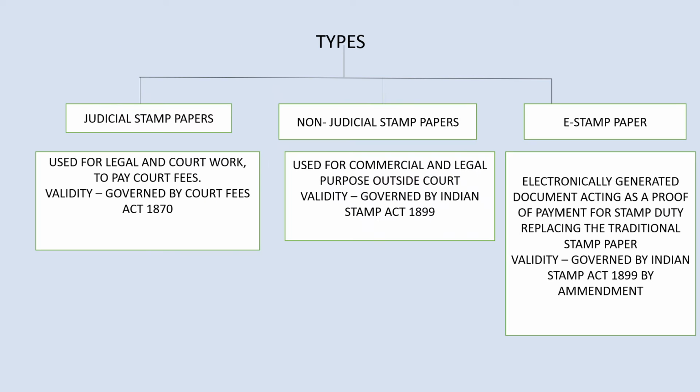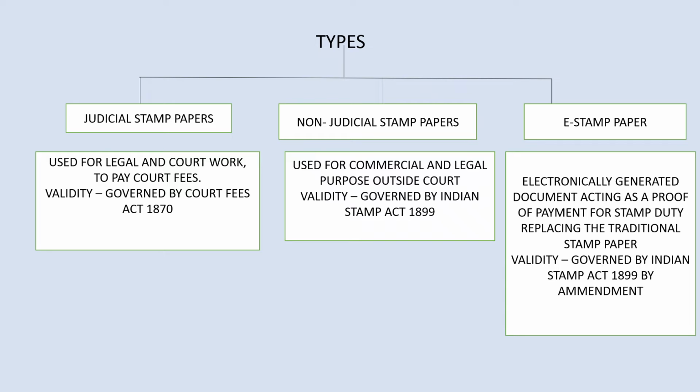Now comes the types of stamp papers. We have basically three types. In the earlier times it was only two types, that is judicial stamp papers and non-judicial stamp papers. Now it is of three types: judicial stamp paper, non-judicial stamp paper, and e-stamp papers. The judicial stamp papers are those stamp papers that are used for legal and court work and to pay the court fees. And this is validated by the government and is governed by the Court Fees Act of 1970.